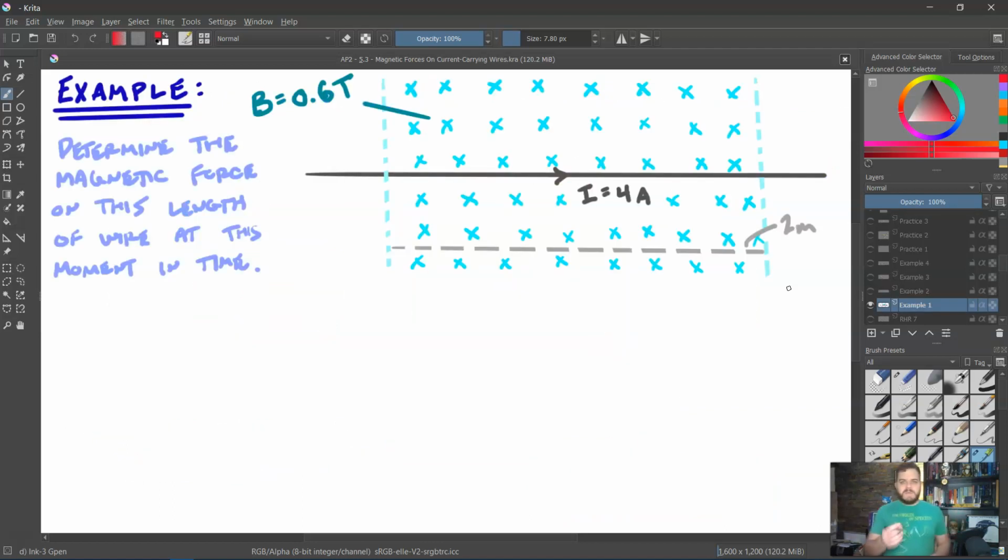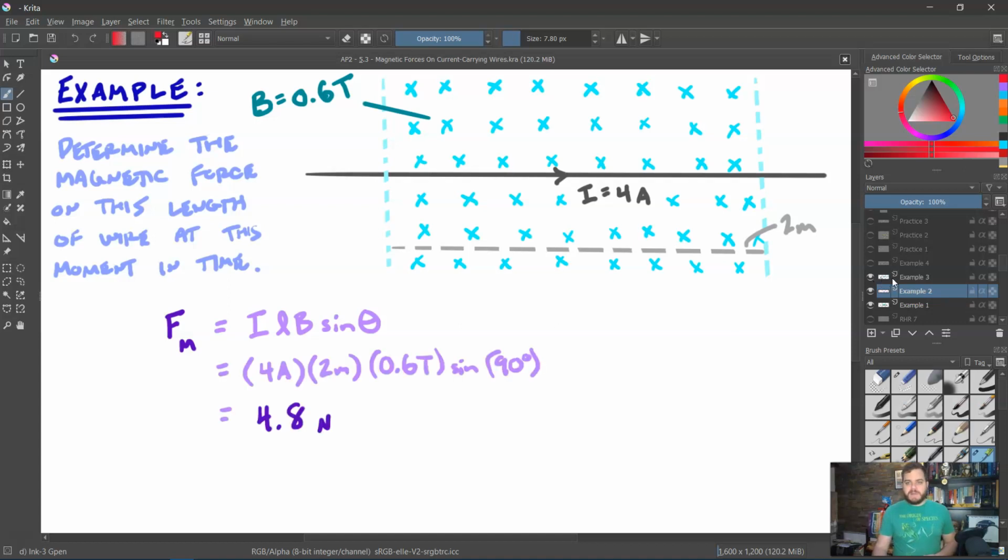Let's determine the magnetic force on this length of wire at this moment of time when it's in this magnetic field. Well, if we look, the current in the wire is 4 amps. There are 2 meters within this magnetic field. The magnetic field is 2 meters long, and the magnetic field has a strength of 0.6 Tesla. So I'm going to use my equation. Fm is equal to ILB sine theta, and these are arranged perpendicular. I is going to the right, B is going into the page, and so I'm just going to basically multiply all my factors together, and I'm going to get a force of about 4.8 newtons.